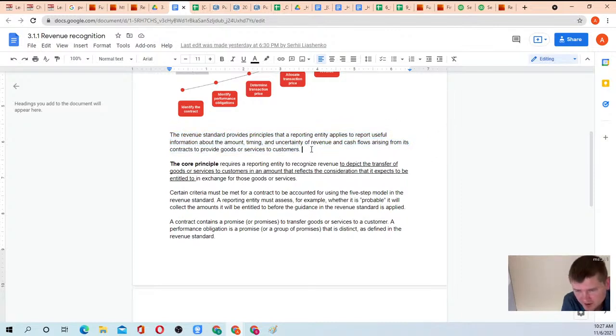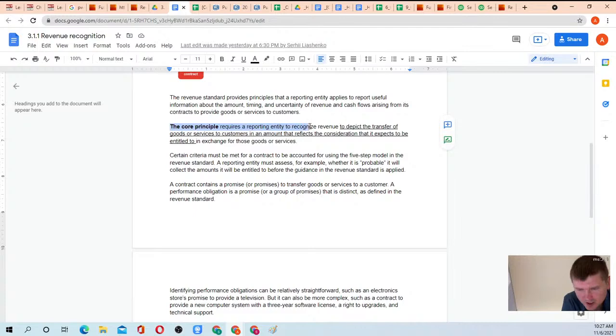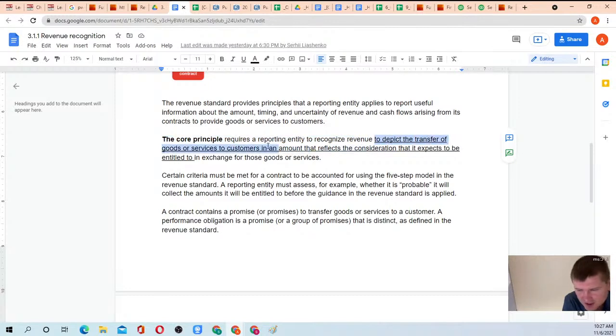So that's just a general wording in the standard that describes principles that we need to apply to revenue recognition. And the core principle requires a reporting entity to recognize revenue, let me make it bigger here, to depict the transfer of goods or services to customers in an amount that reflects the consideration that it expects to be entitled to in exchange for those goods and services. So basically it says that the numbers which you put in your financial statements in respect of your revenue should depict the transfer of goods or services to customer. So basically, if you haven't transferred your goods and services to customers yet, you shouldn't recognize the revenue.